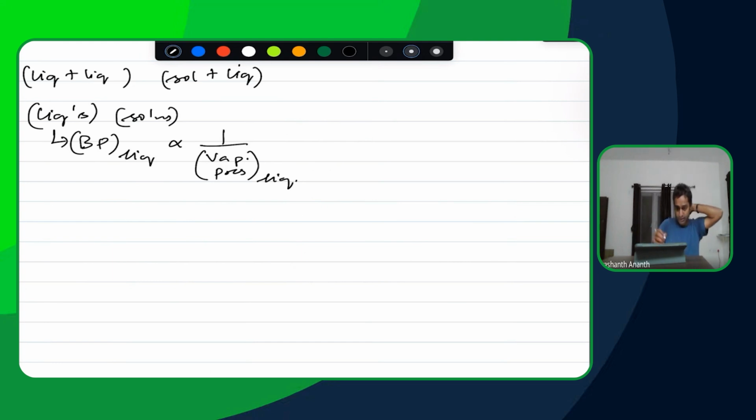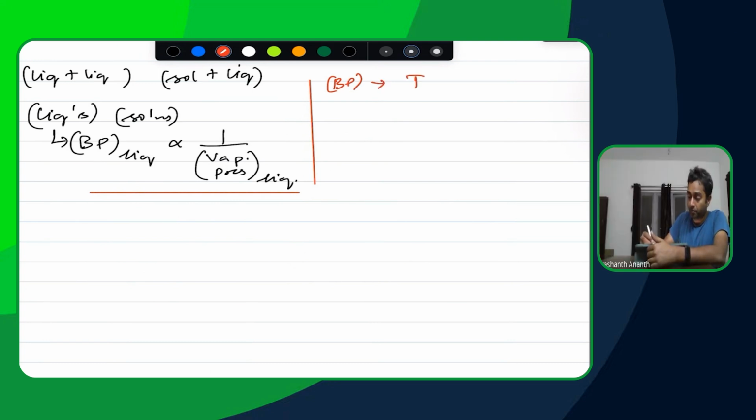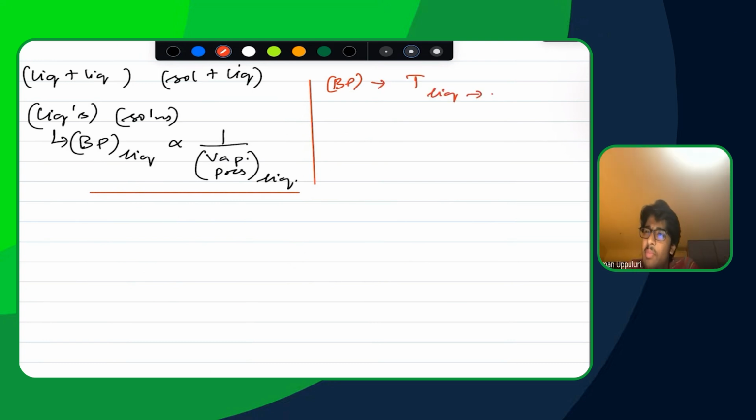Let's try to analyze this point a little bit more carefully here. What does boiling point mean? Define boiling point, please. The temperature at which liquid becomes gas. Liquid becomes gas. So, but evaporation also.